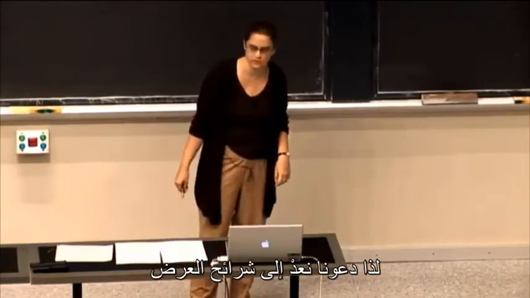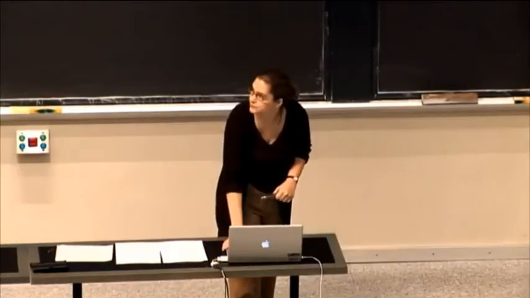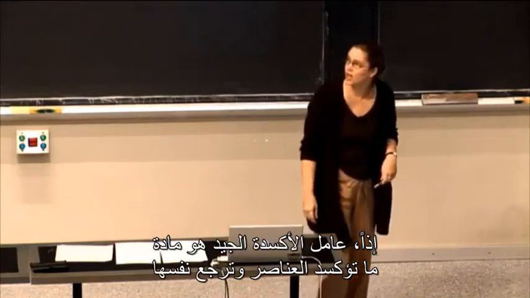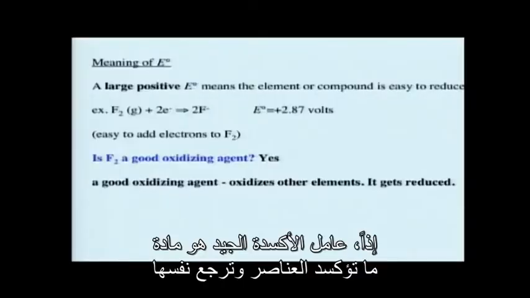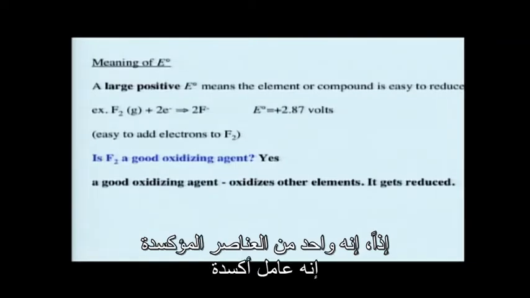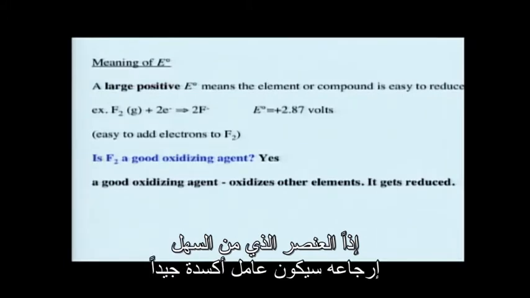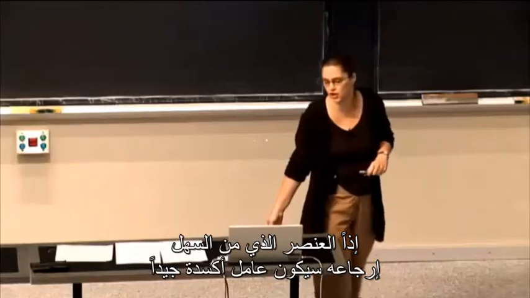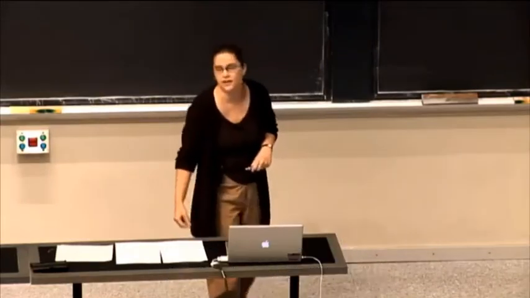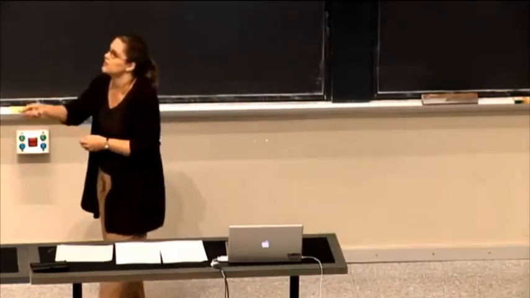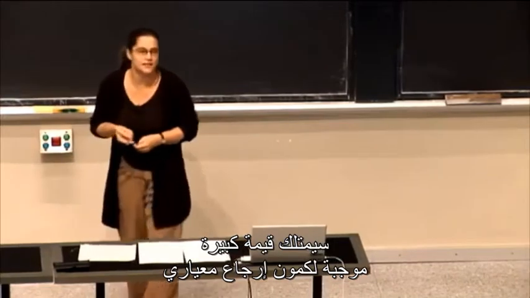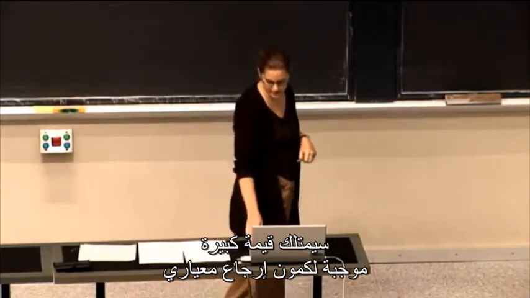So let's go back to the slides. So a good oxidizing agent is something that oxidizes other elements and gets reduced itself. So it goes around oxidizing things. It's an agent of oxidation. So something that's easy to reduce is going to be a good oxidizing agent. And something that's easy to reduce is going to have a large positive standard reduction potential.